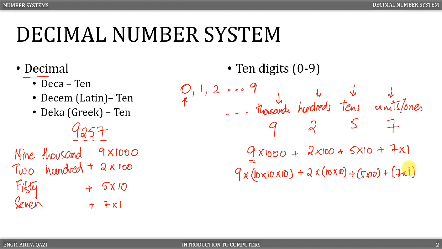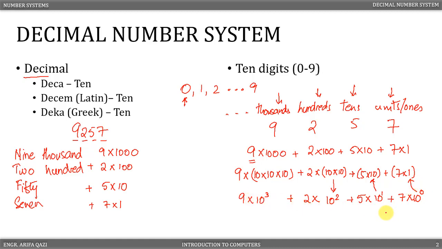Now we'll use the concept of powers. 10 times 10 times 10 is another way of saying 10 cubed, or 10 raised to 3. Likewise, 10 times 10 is another way of saying 10 raised to 2, or 10 squared. 5 times 10 can also be written as 5 into 10 raised to 1, because 10 raised to 1 would actually give me the same number again. Now, if you remember how indices work, you know that any number raised to the power of 0 is actually 1. So I can raise 10 to the power of 0 to get 7 times 1.